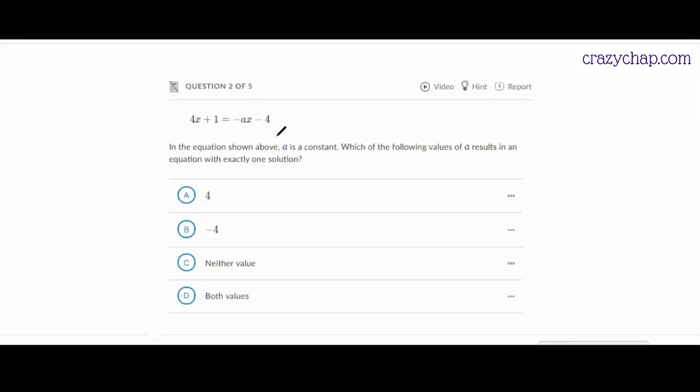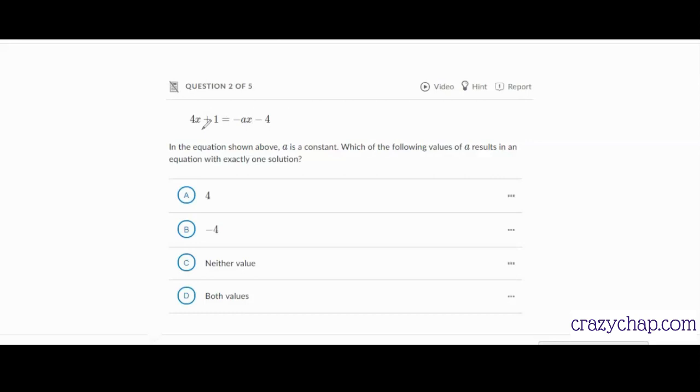Have a look at question number 2. Question says, an equation has been given. In the equation shown above, a is a constant. Which of the following values of a results in an equation with exactly one solution? So we have to get exactly one solution. So guys, please understand, to get exactly one solution, basically we have to solve for x. So we'll be solving for x only.